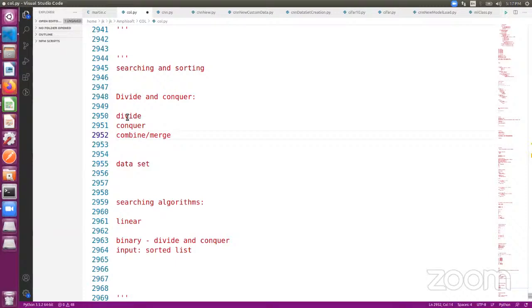In all divide and conquer problems, the first two steps will definitely be there. Based on the case, if it is needed, the combine step will be there, else the combine step will not be there. So it is optional, not mandatory. Not all divide and conquer problems will have this step. Binary search is an example of divide and conquer where the combine step is not there, and merge sort is an example where the combine step is there. We'll discuss both these problems.